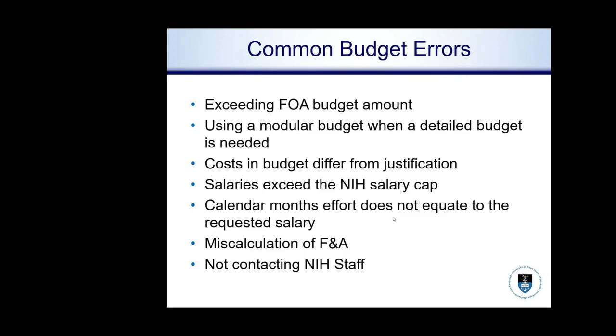Miscalculation of facilities and administrative costs at 8% is just to be aware that it doesn't include all direct costs, so be sure to review what you include as your request for indirects. And then again, I think we've reiterated it a fair few times, but be sure to make use of the NIH staff contacts, as they obviously are the experts in this area.